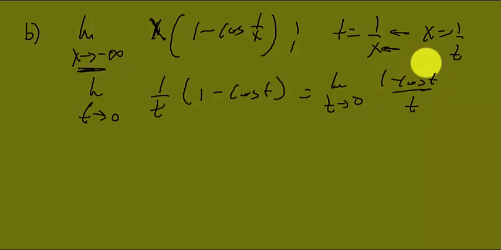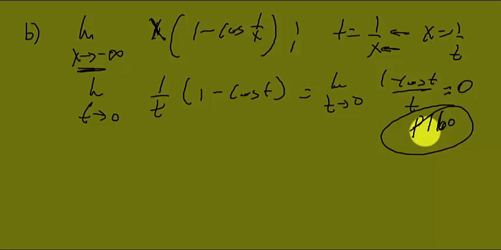Okay, so now what we can do is we can look at the theorem. We have a theorem for this, and this theorem says that's going to go to 0. Okay, that's on page 160. Last one. Okay, the most interesting one.